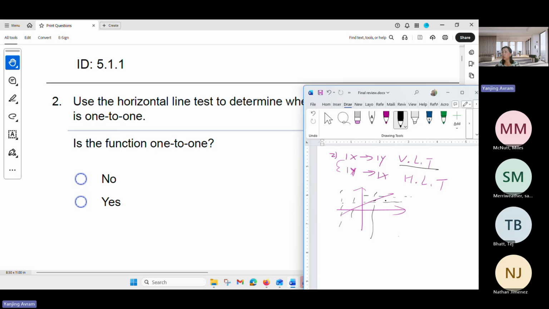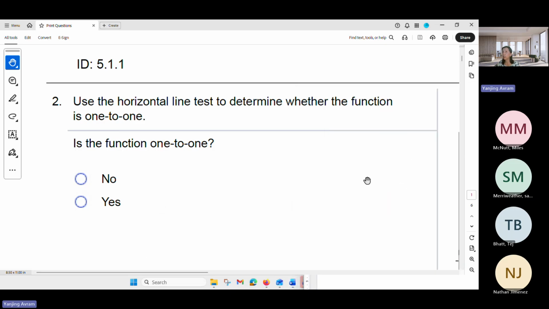Because it has to be a function first. In order to be a one-to-one function, it had to pass the vertical line test, so passing the vertical line test qualifies it as a function. And on top of that, we also have to pass a horizontal line test. So just one line test is not enough to identify one-to-one.